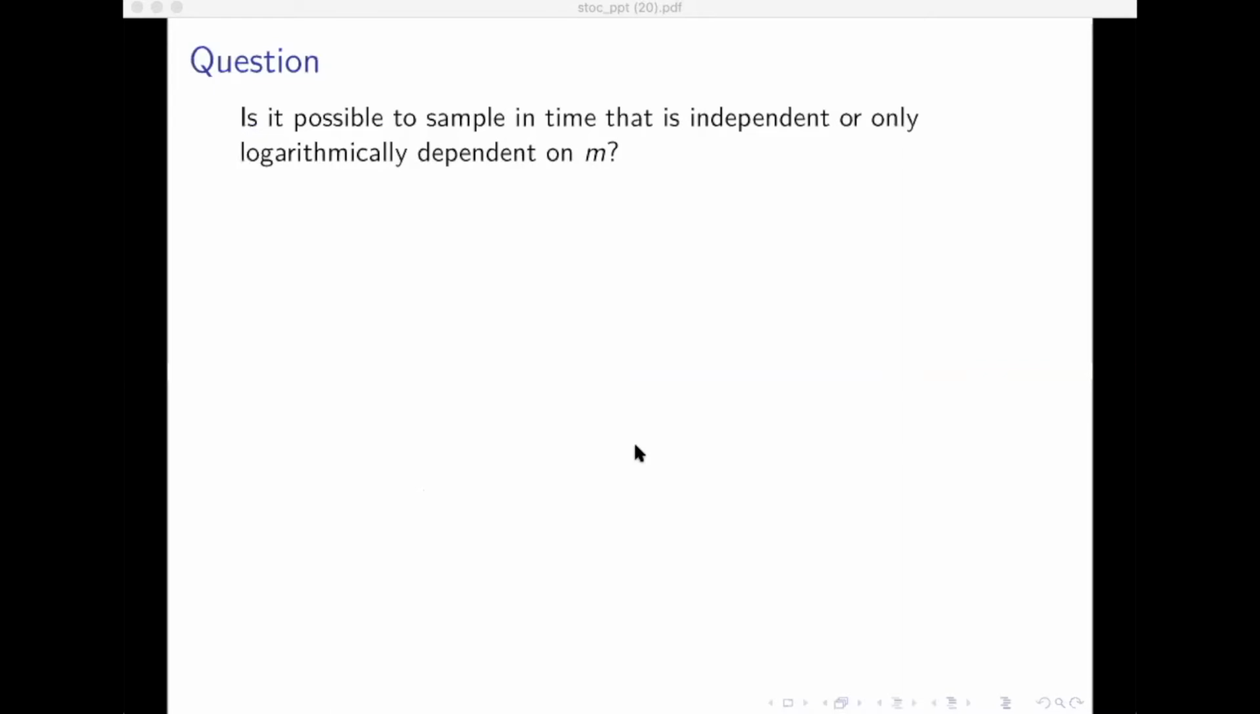Is it possible to sample a polytope in time that is independent or only logarithmically dependent on m? The answer is yes, and the next section describes an algorithm to achieve this goal.